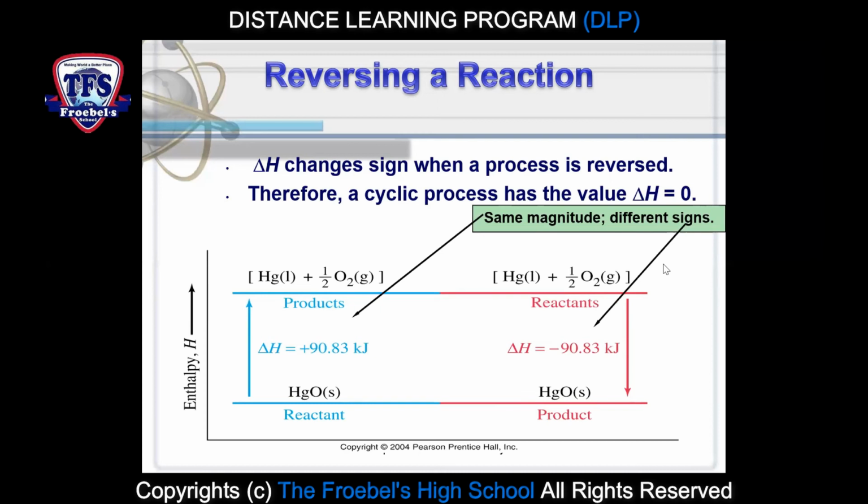These are two delta H values given, plus 90.83 and minus 90.83. These minus and positive signs only show the direction of heat, but the magnitude is the same. Different sign, same magnitude. So the sign is only used to represent the direction of heat, endothermic or exothermic. Otherwise, the magnitude is always the same.